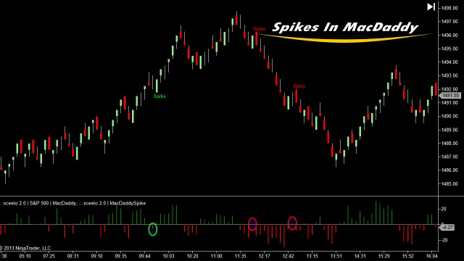Here we have our ever-loving spikes in MACD. You'll see a green spike and a price move, and two red spikes and nice price moves there.